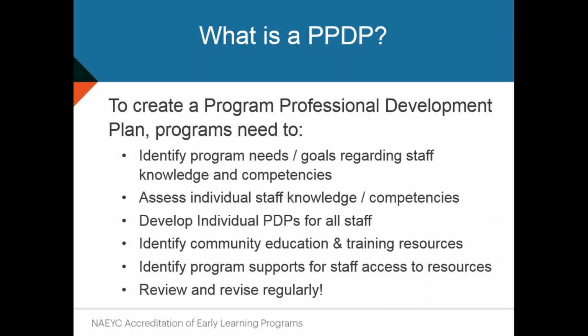What is a program-wide professional development plan? To create a program professional development plan, a program needs to identify program needs and goals regarding staff knowledge and competencies, assess individual staff knowledge and competencies, develop individualized professional development plans for all staff, identify community education and training resources, identify program supports for all staff to access for resources, and review and revise regularly.